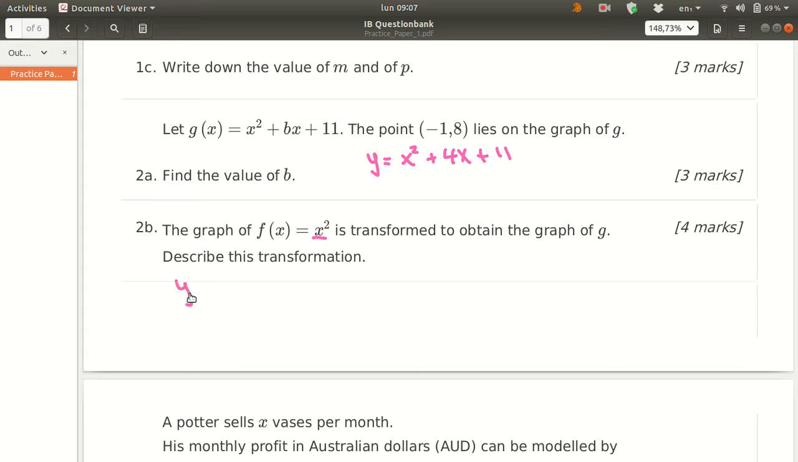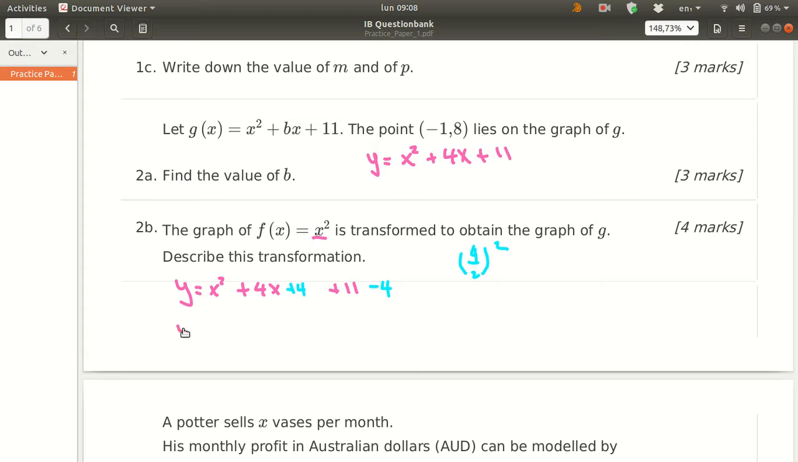I have y equals x squared plus 4x plus 11. I'm going to add something here, and I'm going to subtract the same thing here so that I don't change the function. What I need to add is the linear coefficient divided by 2, squared. So 4 divided by 2, squared. This is what we need to add in order to complete the square. 4 divided by 2 is 2, to the power of 2 is 4. So this is going to be plus 4, and here minus 4, so that the equation doesn't change.